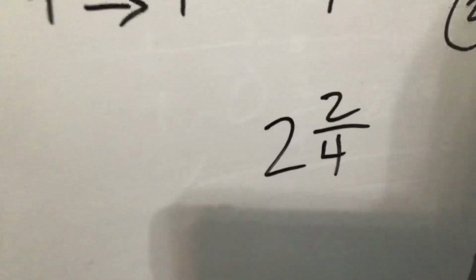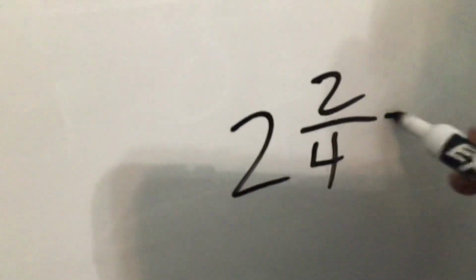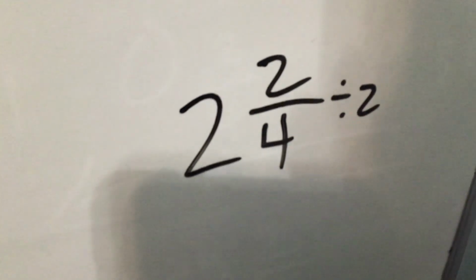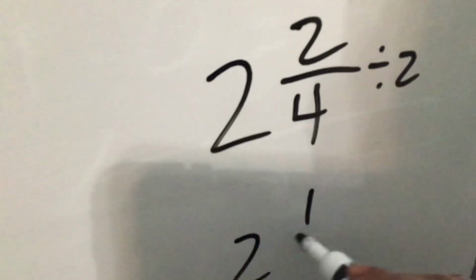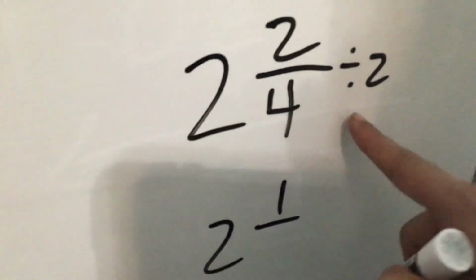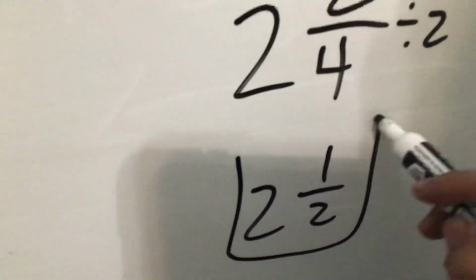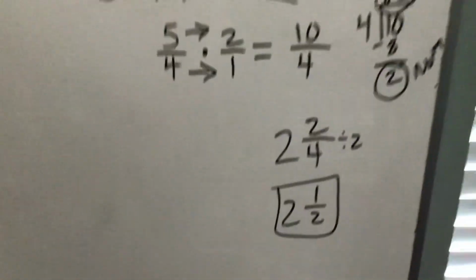Now be careful with this one, because 2/4 you can actually simplify by 2. 2 goes into 2 once, and 2 goes into 4 2 times. So it reduces to 2 and 1/2. So that will be your answer for number 2.